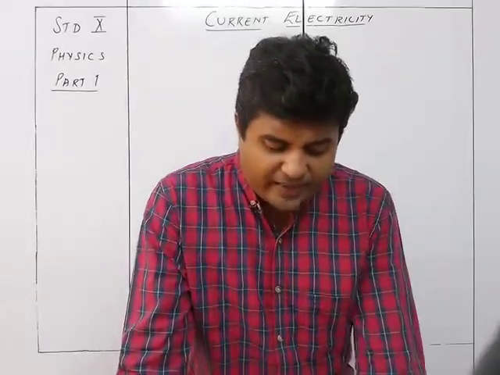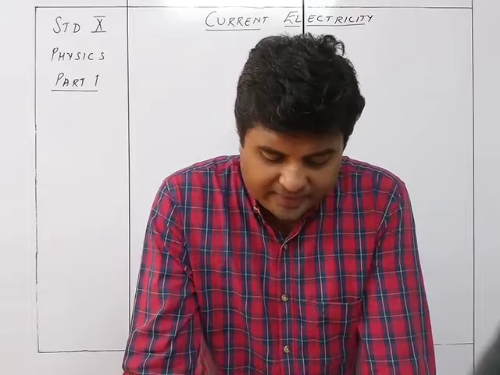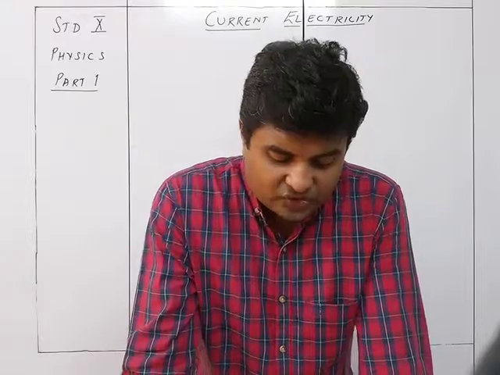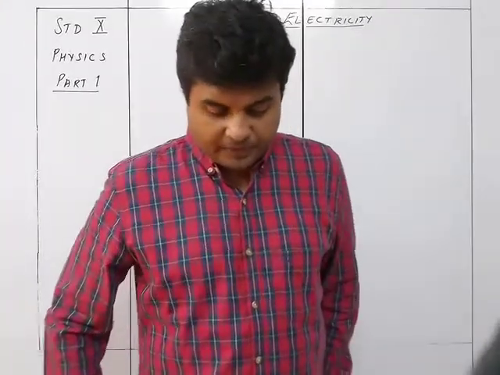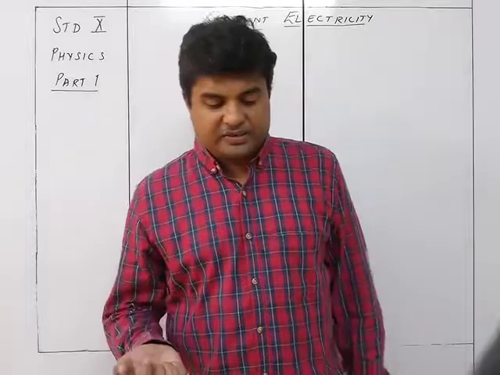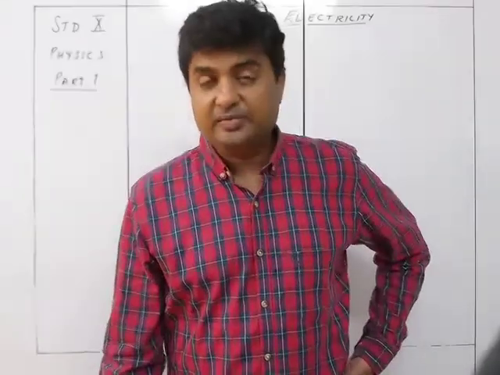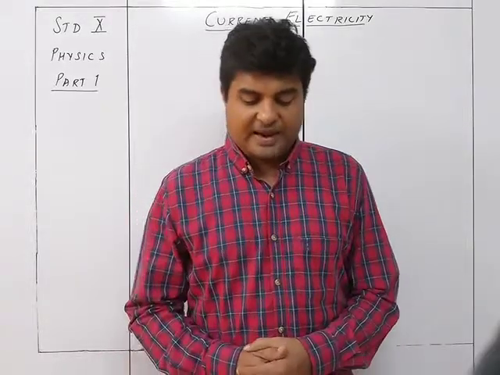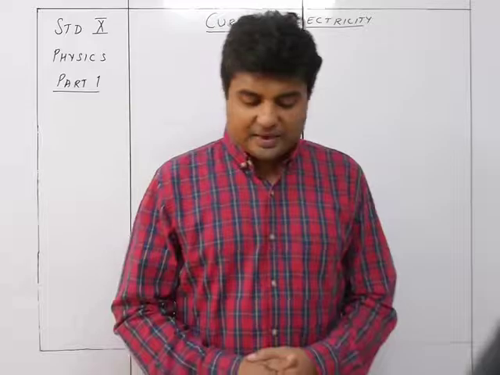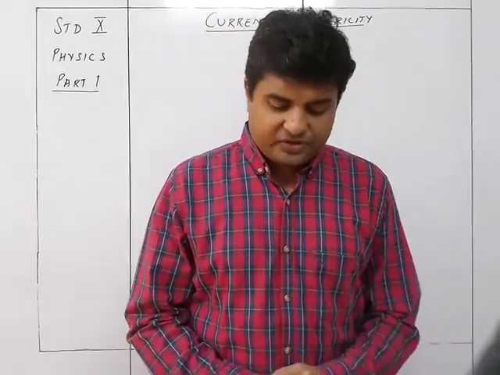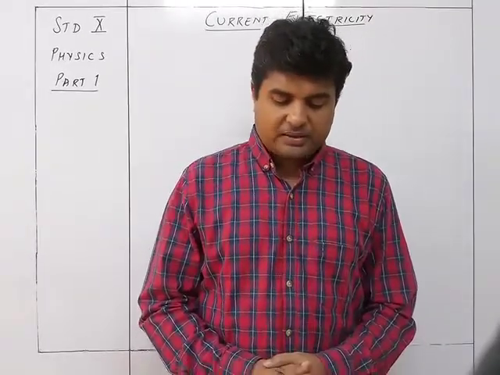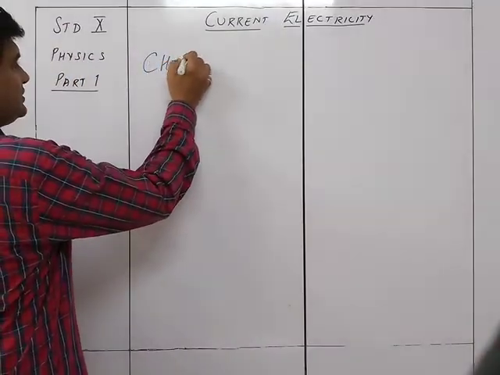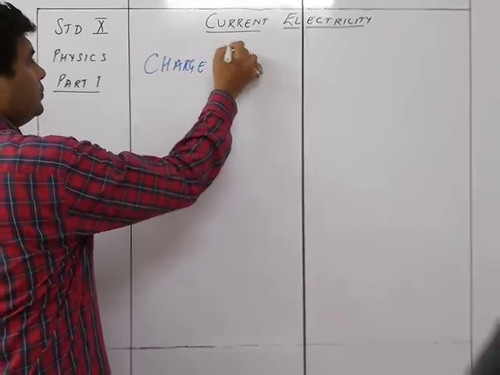In standard 9th we have read that when two non-conducting bodies such as glass and silk, or ebonite and fur, are rubbed together, there is a transfer of electrons from one body to the other. The body which gains electrons becomes negatively charged, and the body which loses electrons becomes positively charged. Thus, there are two kinds of charges, positive charge and negative charge. Two like charges repel each other, while two unlike charges attract each other. The charge on a body is denoted by the symbol Q. So charge is given as the letter Q.